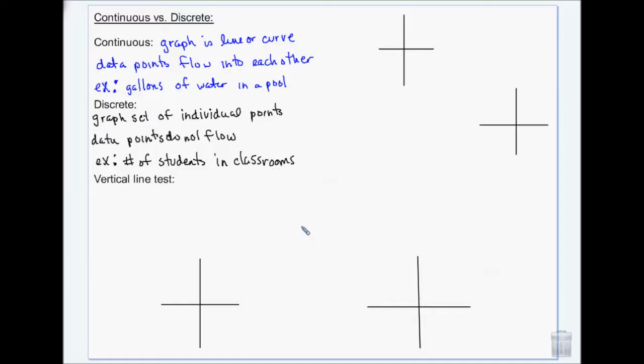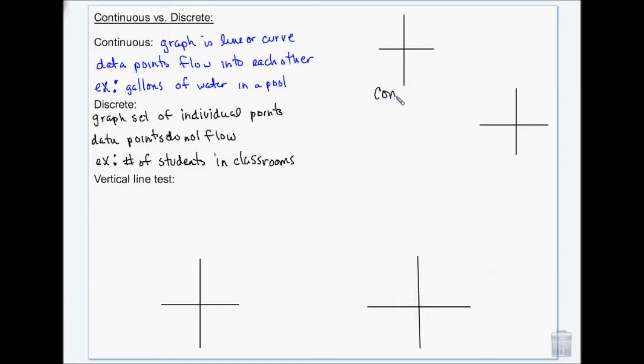Well, if this class has 20 students in it, the next class has 21 students in it, the next class has 10 students in it, those are not going to flow into each other because we don't have parts of students in between the classes flowing into one another, right? There's not like a big giant pile of student soup out there. It's individual numbers, so those would be discrete.